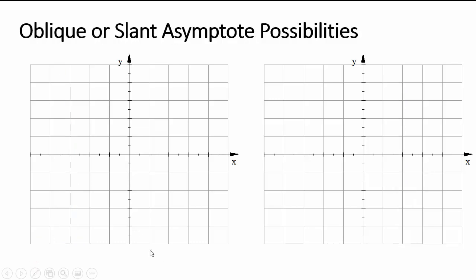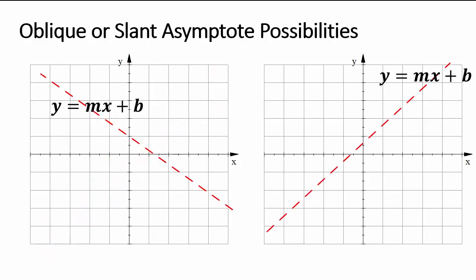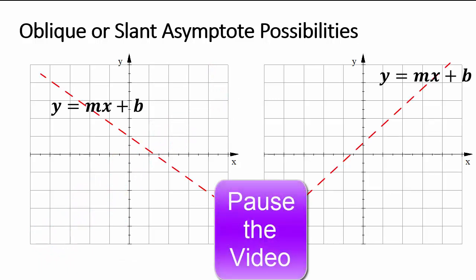All right, what about oblique or slant asymptotes? That just means y equals mx plus b, and the b can be anything. The slope m is non-zero, and so that means you go up a certain way and over a certain way. So you can have a negative or a positive slope. And again, pause the video here and let's see what possibilities you can come up with for your graphs. Go ahead, pause the video and draw whatever your heart desires. Be creative.